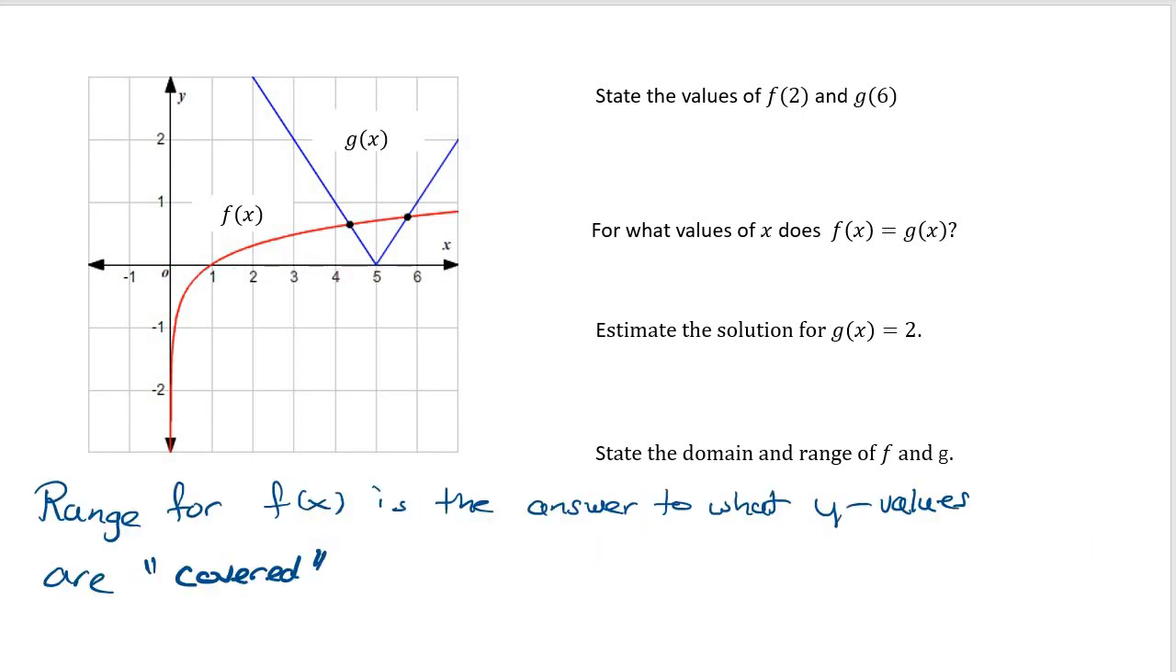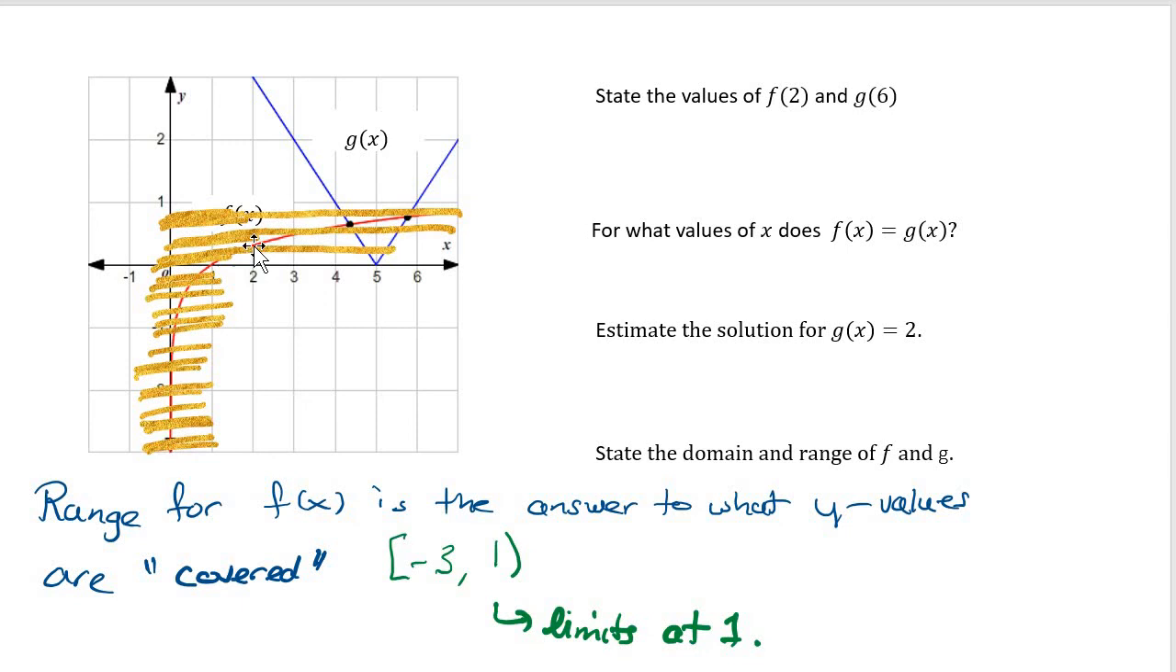Same thing for the range. It's the answer to what the y values are, what y values are covered. And if I start just drawing horizontal lines that intersect the graph, all these y values are covered from down here to up here. This lowest point where the graph was -3. And the upper point, see, this is leveling off at 1. It never actually reaches 1. It limits at 1. So 1 itself is not included. So all y values between -3 and 1 would be included, with 1 as an open bracket to indicate 1 is not part of that.